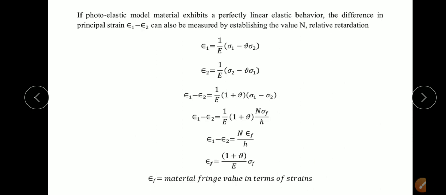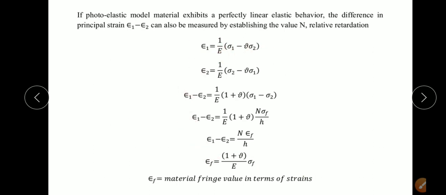If the photoelastic model material exhibits a perfectly linear elastic behavior, the difference in principal strains, epsilon 1 minus epsilon 2, can also be measured by establishing the value of relative retardation. So if you want to determine the material fringe value in terms of strains, you require this equation.